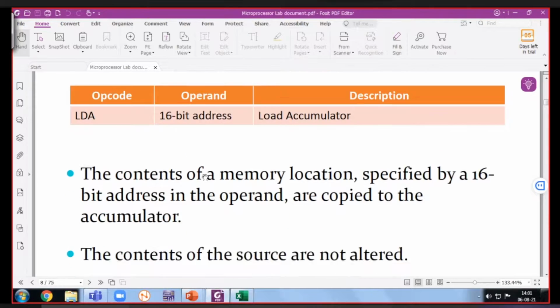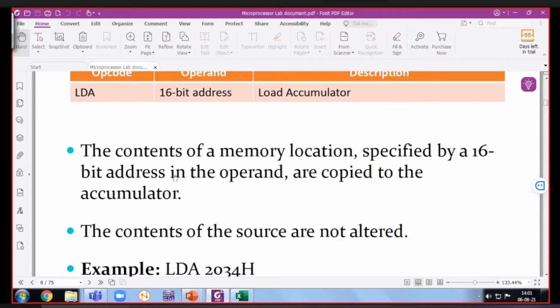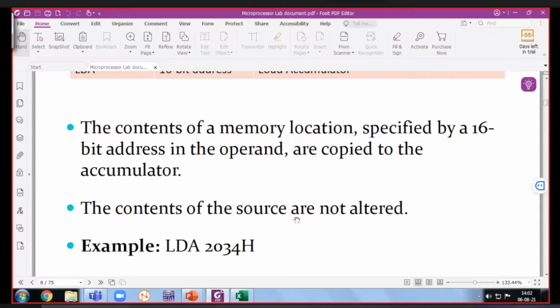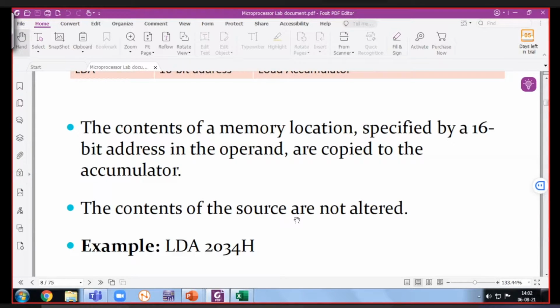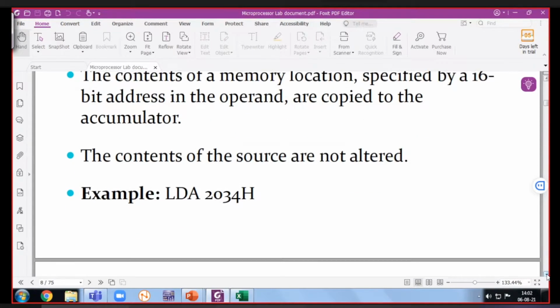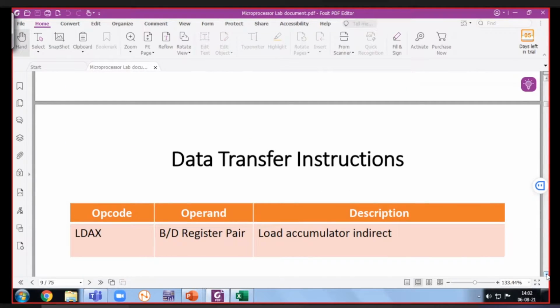So the content of a memory location specified by a 16-bit address in the operand is copied to the accumulator. Okay, load accumulator. The content of the source is not altered. Again, we are copying, not cut. Copy operation is there. So the content of source, it means the 2400, whatever value is there, that will not be altered. वो वहाँ 66 वहाँ भी रहेगा. And the same number will move to the accumulator. Okay, that is LDA. Then comes LDAX.